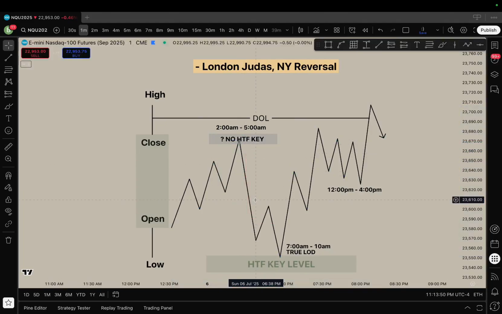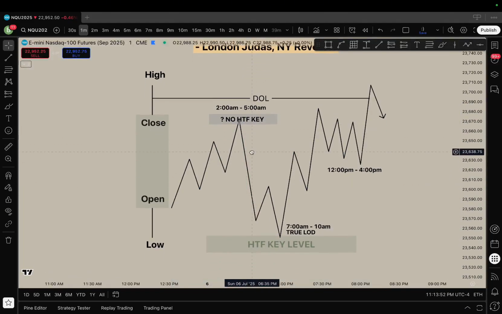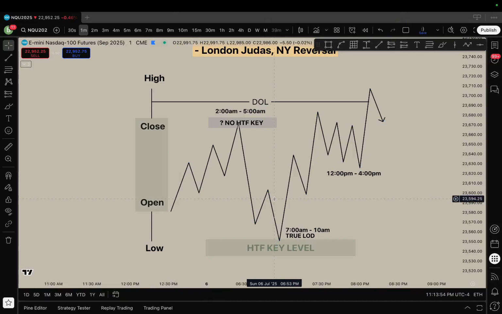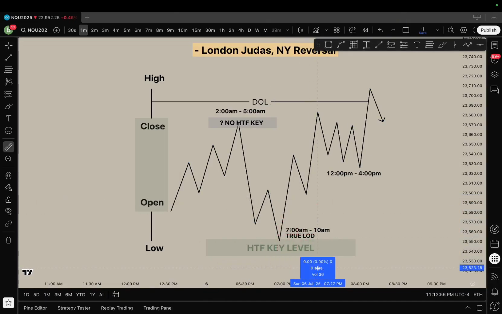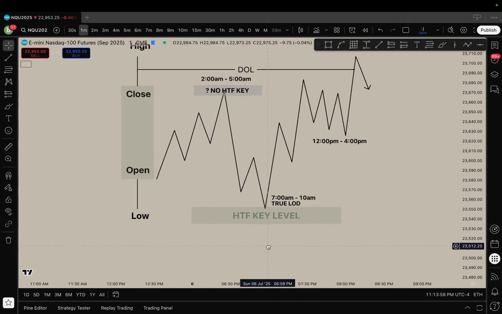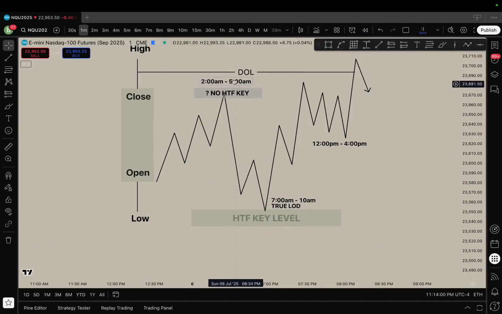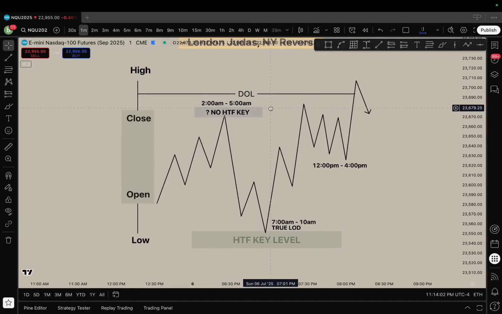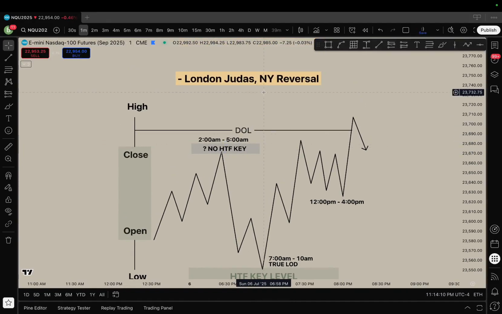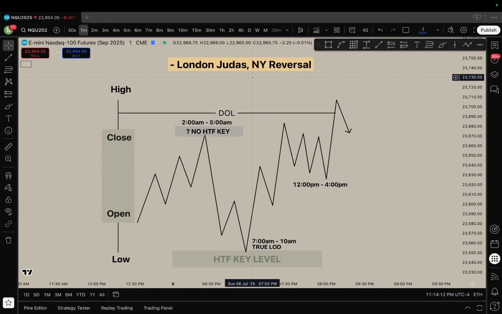So this is looking like an open, high, low, close on the daily candle, and then I'm going to try to go short here and try to catch a continuation towards a lower draw. Now, the problem with this is that the 2 o'clock to 5 o'clock candle never hit a higher time frame key level. And what happens is this is actually just going to be a fake out, right? So a Judas swing is what it's called.